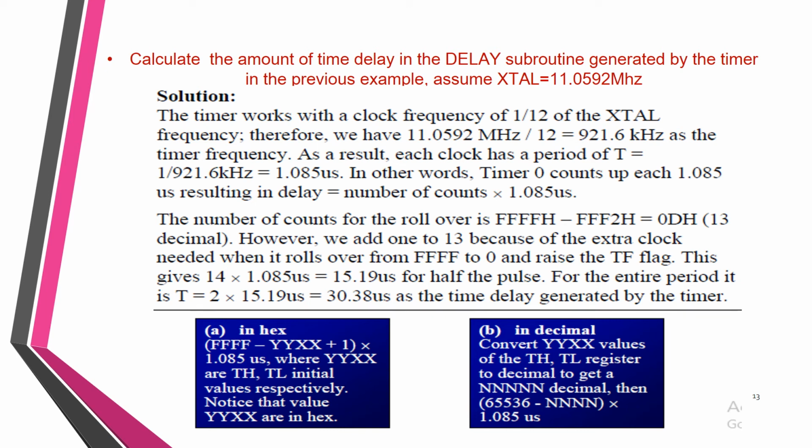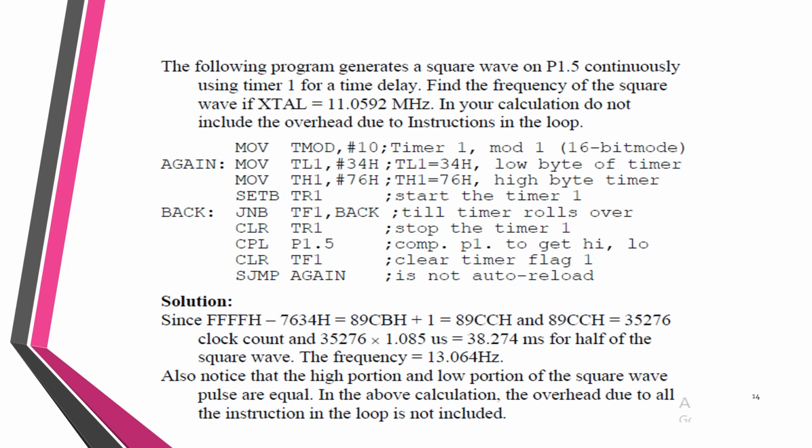In decimal, if we write, then convert the YYXX values of the TH and TL registers to a decimal number n, and for FFFF you have to take 65536 minus n into 1.085 microseconds. This is one more small program.